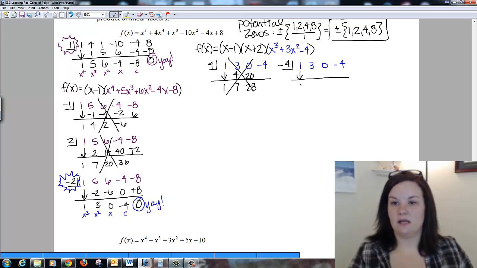So I draw my line. I bring this down, which is 1. 1 times negative 4 is negative 4. I combine down, I get negative 1. Negative 1 times negative 4 is positive 4, which gives me 4. And 4 times negative 4 is negative 16, which does not give me a 0.